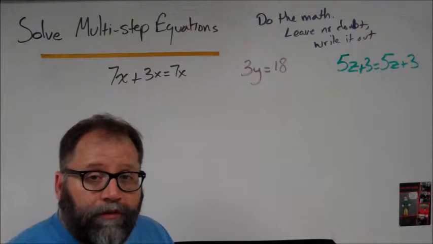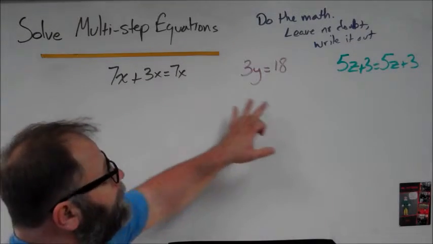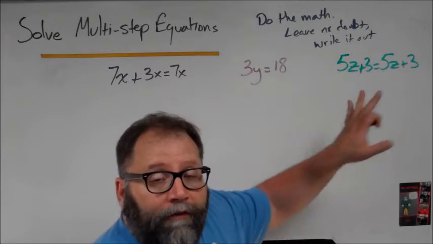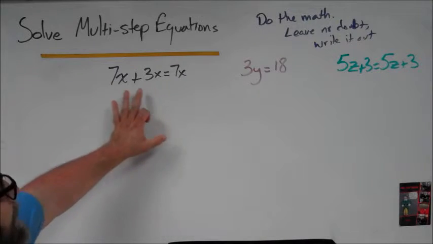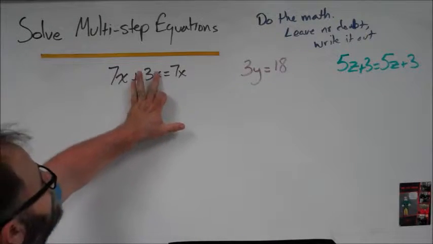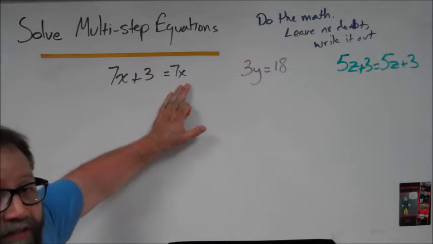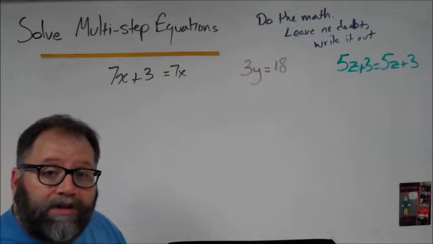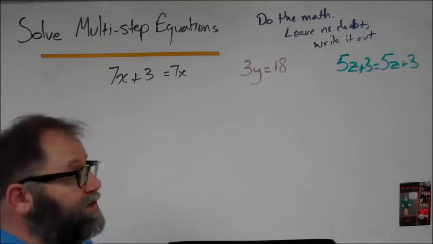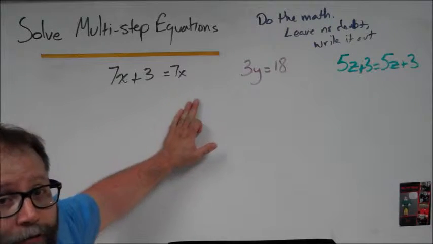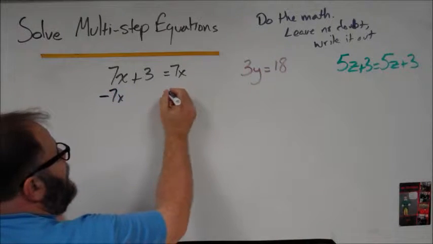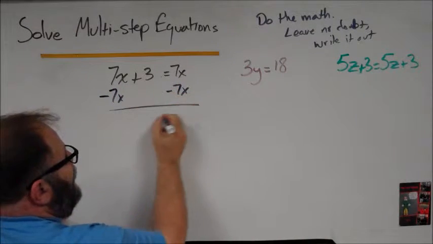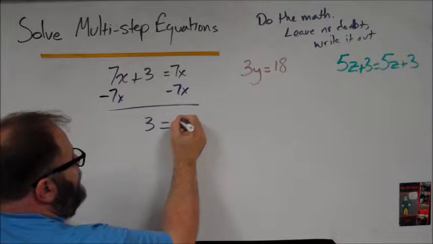So let's look at the three different things that can happen when we have multi-step equations where variables could be on either side of the equation. Let's look at the first one here. I've got 7x plus 3 equals 7x. Remember what we worked on previously: we want to get the variable term by itself first. Let's get a single variable term. The zero pair for 7x is negative 7x. And now we have 3 equals 0.